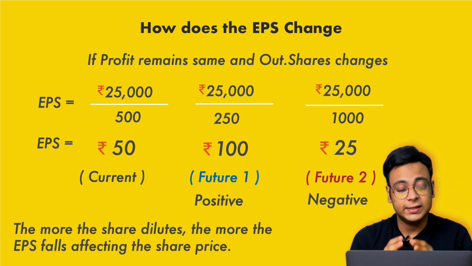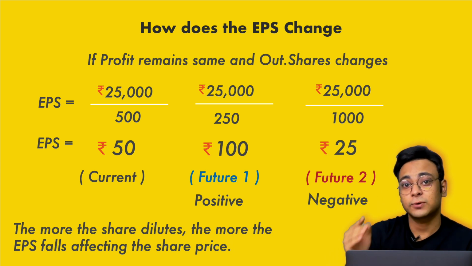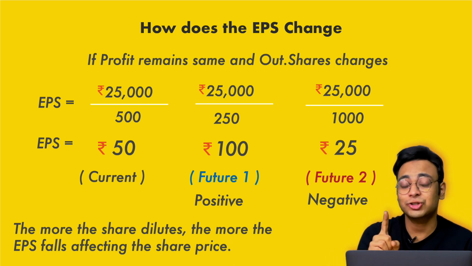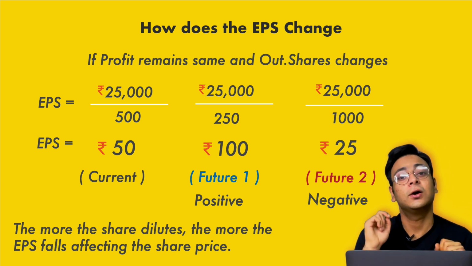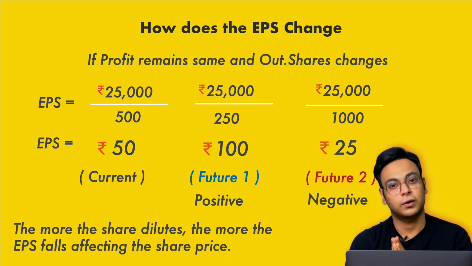So here we can see the EPS is now 100 rupees. Imagine the EPS, earnings per share, the profit for one single share, has increased from 50 rupees to 100 rupees. This is a very positive sign for a company.